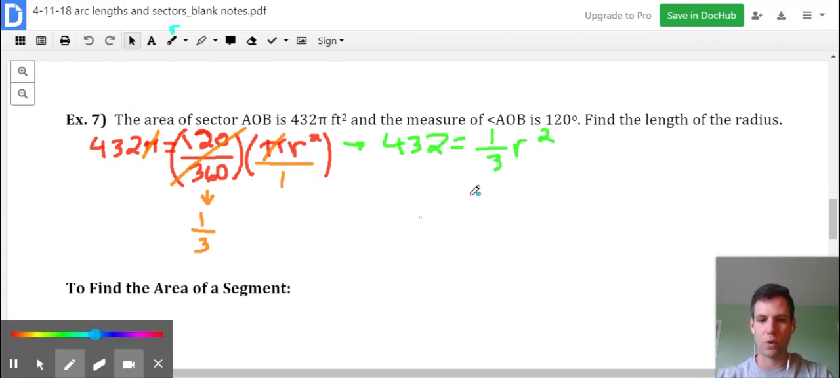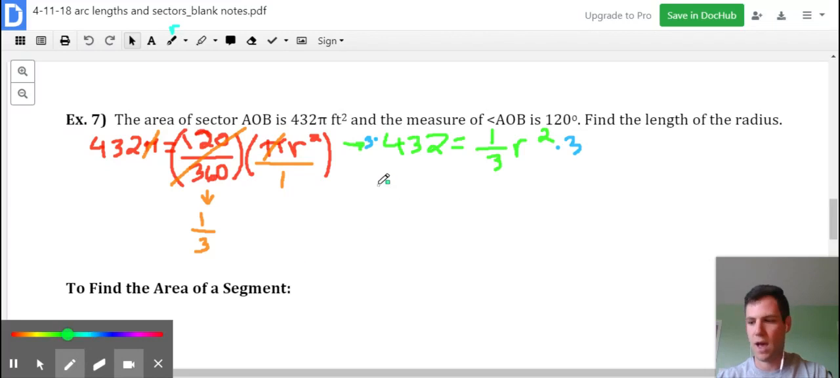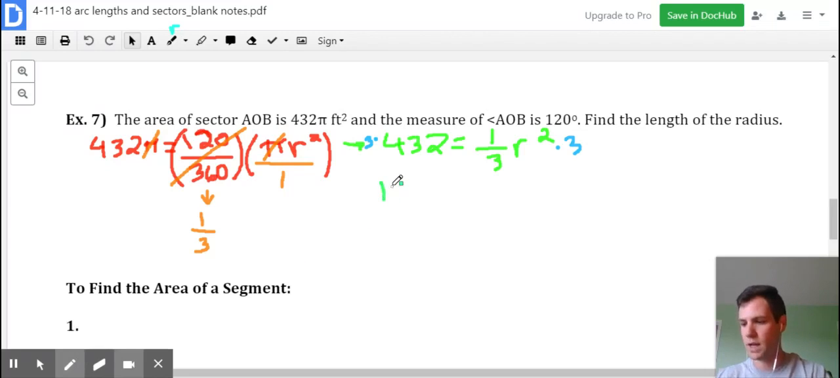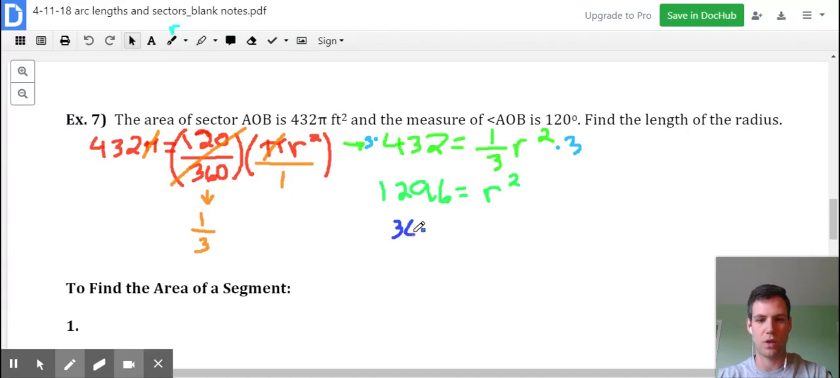Now my step here would be to multiply both sides by 3 to get rid of the 1/3 that we have right there. And that means we would have 1296 on the left side, which is 432 times 3, and r squared remaining on the right side. And then we just have to take the square root of both sides. And that means that our answer for our radius ends up being 36 feet. That would be the radius of this circle if the sector area or pi slice of AOB is 432 pi feet squared.